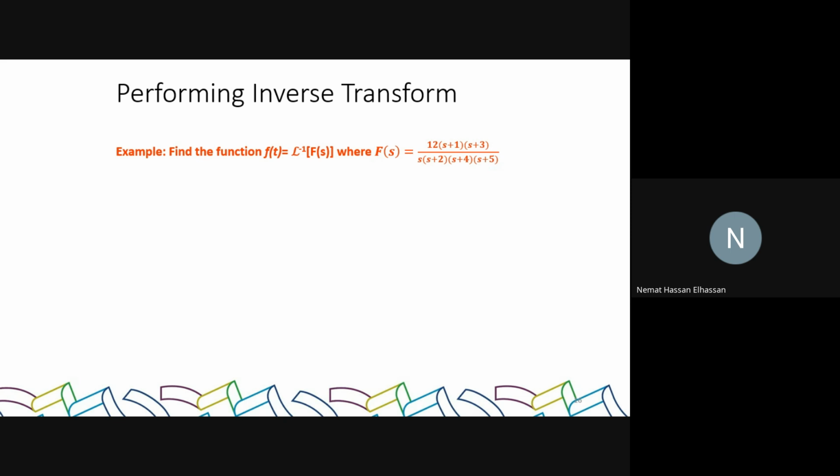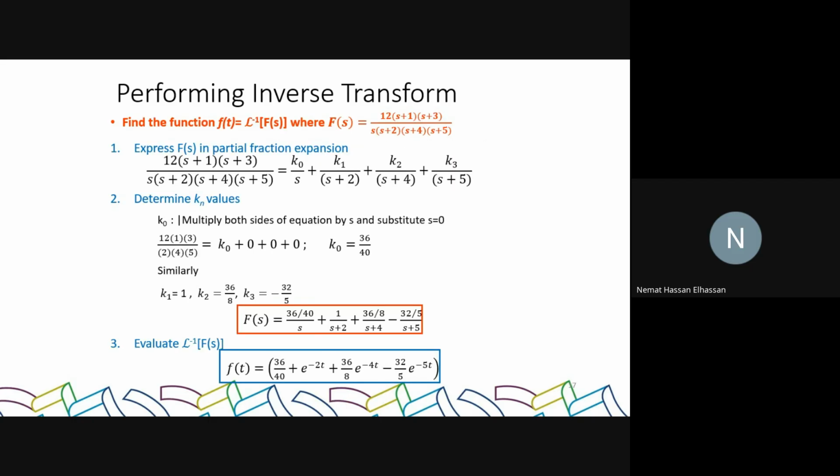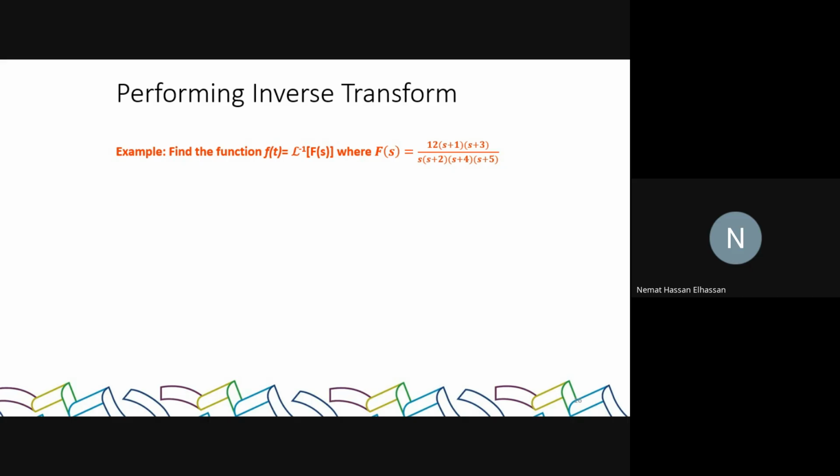So let's start with this example. How many terms do we have in the denominator? You have S, S plus 2, S plus 4, S plus 5, right? I'm going to make an assumption that this was originally four smaller fractions, and then I'm going to find what their values were. So this is basically equal to K1 over S plus K2 over S plus 2 plus K3 over S plus 4.